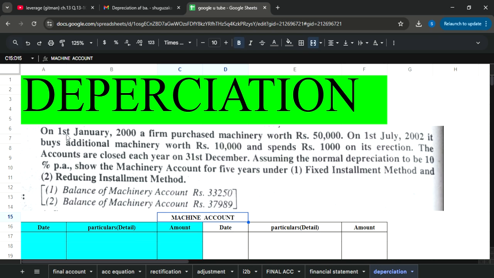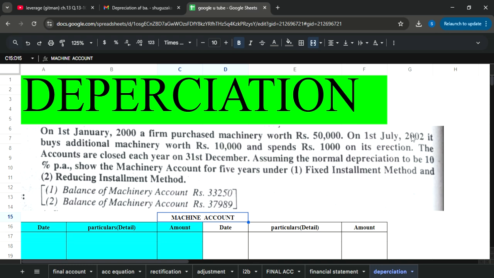On 1st January 2000, a firm purchased a machine worth rupees 50,000. Next, on 1st July 2002, please note it down, this is after 2 years. It means we are related with 2000, 1st January 2000. So for the first 2 years, nothing would be added or subtracted, because after 2 years there would be some change.